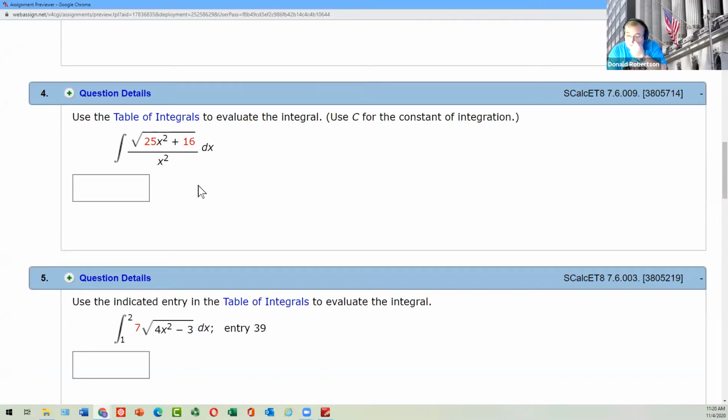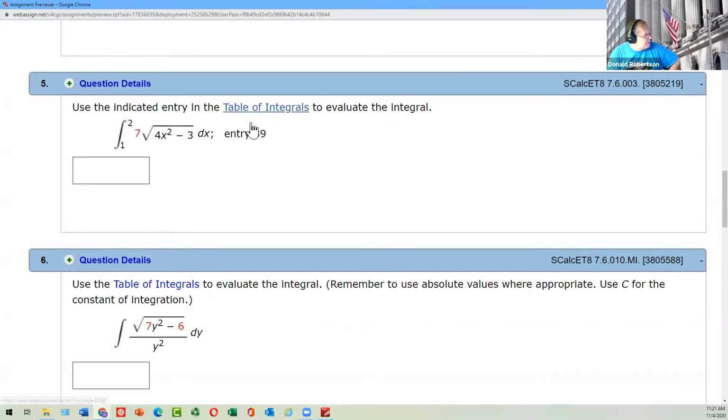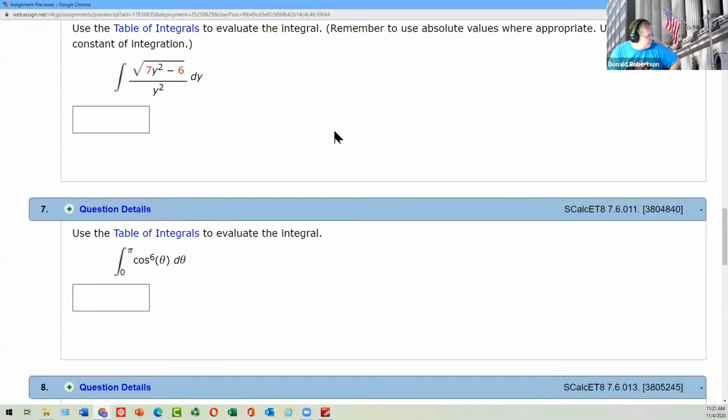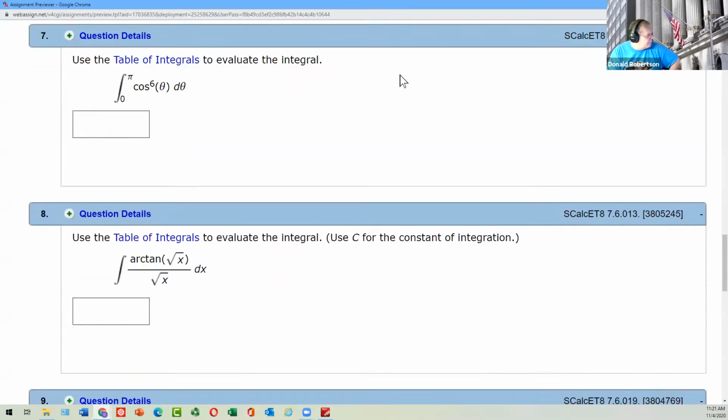Question 4 is good to go. It's in the tables. Just look for an a squared x squared plus b squared over u squared kind of guy, right? This one is good to go. Oh, not only is it good to go, they told you which one to use. This one is good to go. That one's the last thing I want to talk about.